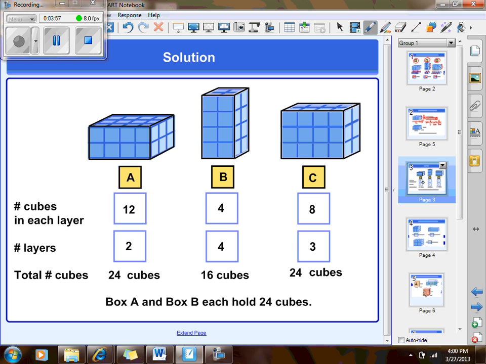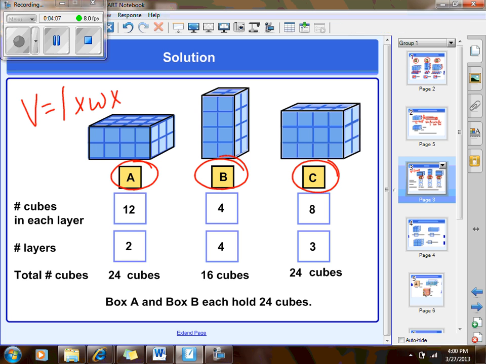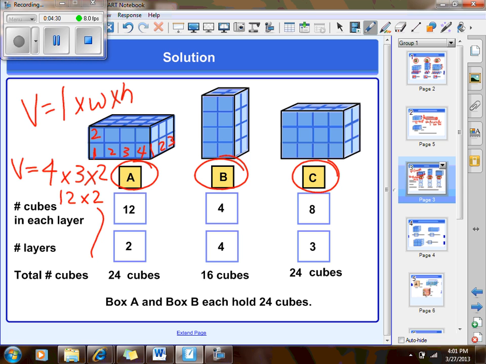Here are prisms A, B, and C again. If I use volume equals length times width times height, I can say the cubes needed to fill prism A, 1, 2, 3, my length equals 4 times my width times my height, 1, 2. 4 times 3 is 12, times 2 equals 24.